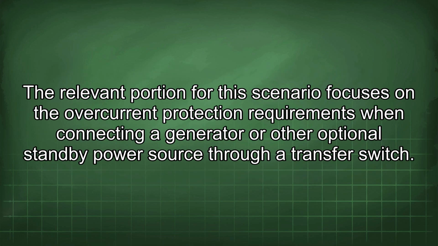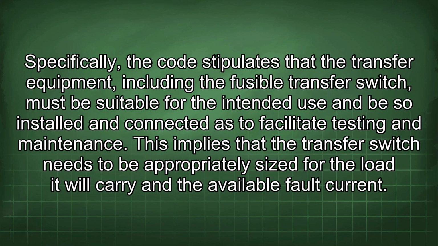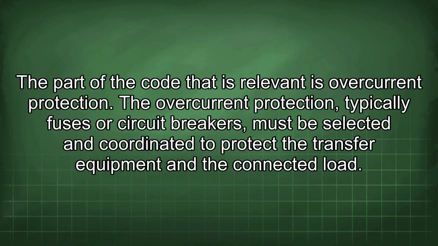The relevant portion for this scenario focuses on the overcurrent protection requirements when connecting a generator or other optional standby power source through a transfer switch. Specifically, the code stipulates that the transfer equipment, including the fusible transfer switch, must be suitable for the intended use and be so installed and connected as to facilitate testing and maintenance. This implies that the transfer switch needs to be appropriately sized for the load it will carry and the available fault current. The part of the code that is relevant is overcurrent protection.